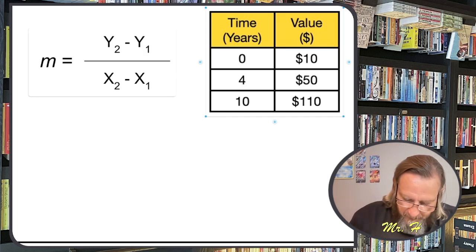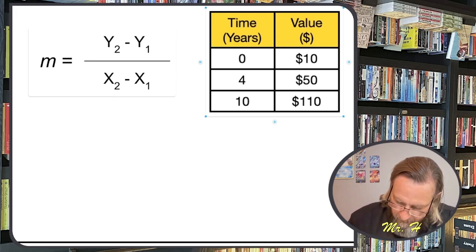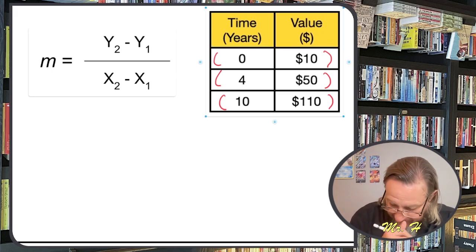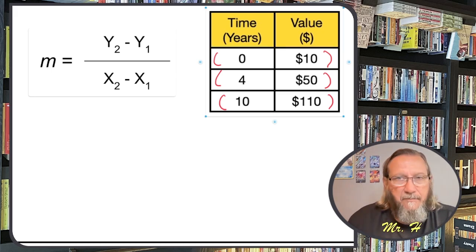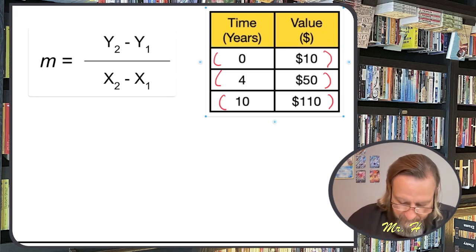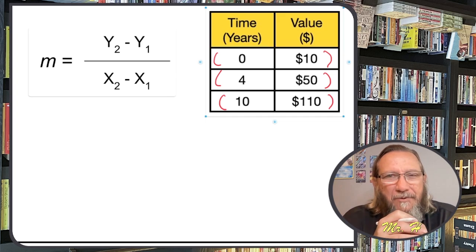Now, we spoke in the content portion about how we look at a table and we're actually looking at points. 0, 10; 4, 50; 10, 110. And any of these can be point 1 or point 2. You decide which one you want to be point 2 and point 1. Work the problem out and then come back and let's see how you did. Go ahead and pause your video.